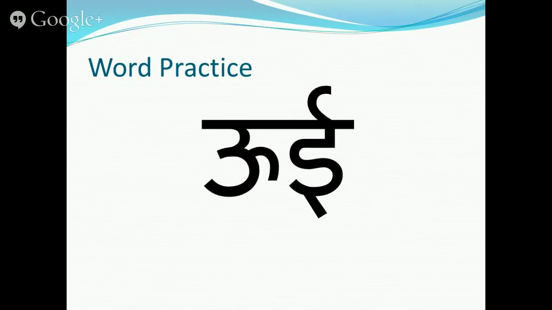This is oo followed by e. Once again, because the vowel is after another vowel, we have to use its full form. Ooey, ooey.